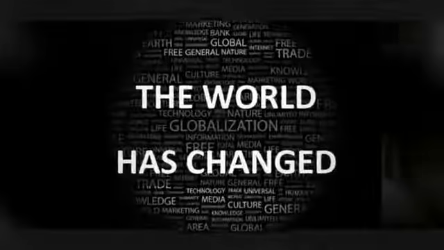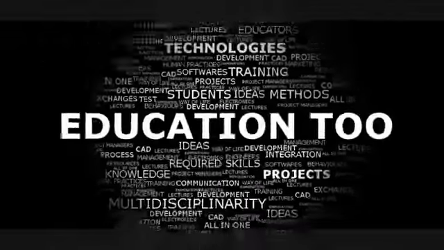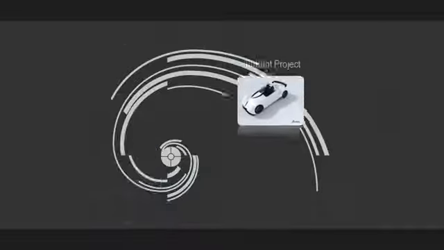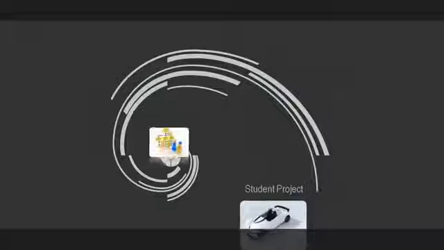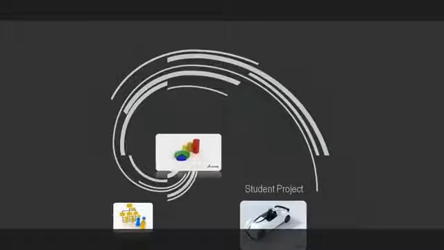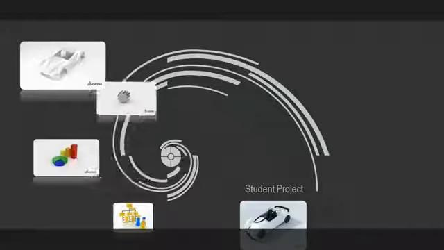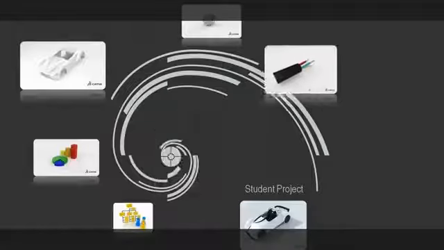The world has changed. Education too. Today, many educators are willing to implement multi-discipline in their curricula for students from different domains. For instance, here is a student project aiming at designing a car from the first sketch to the manufacturing processes.